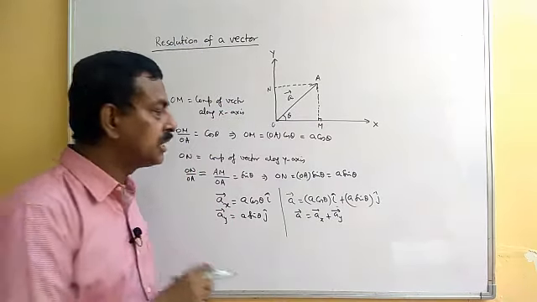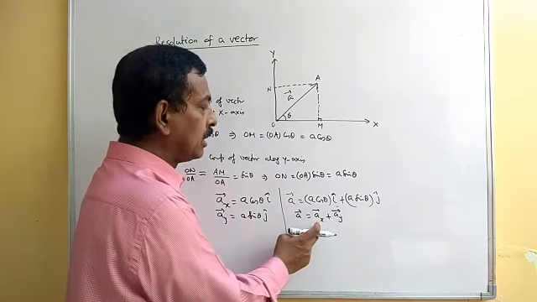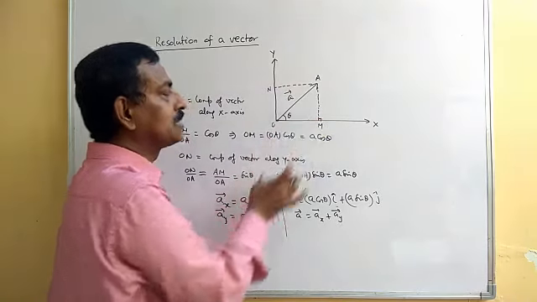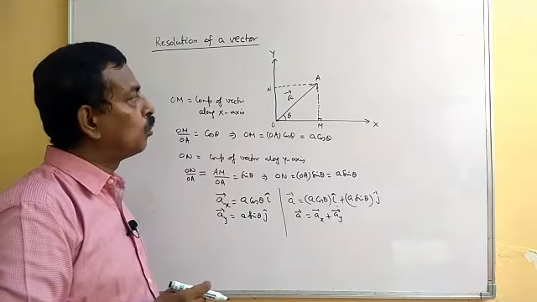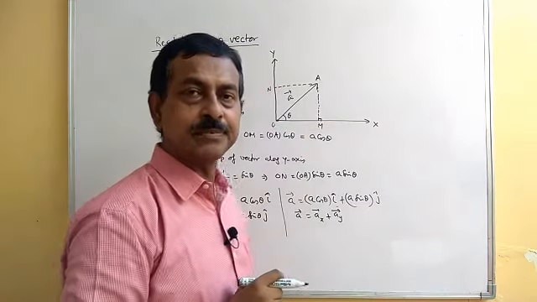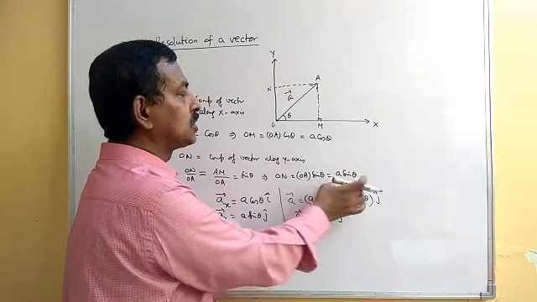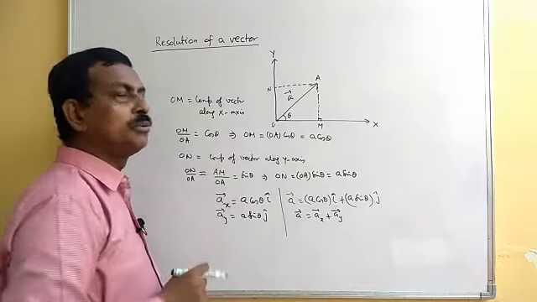So what you could see, the vector A is now resolved into two vectors, AX and AY. What is this AX? AX is the vector along X axis, AY is the vector along Y axis. So you have got the components of the vector as A cos theta and A sin theta. So this is the resolution of the vector there.